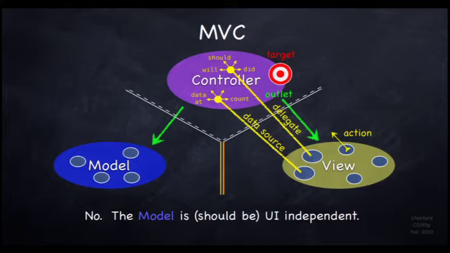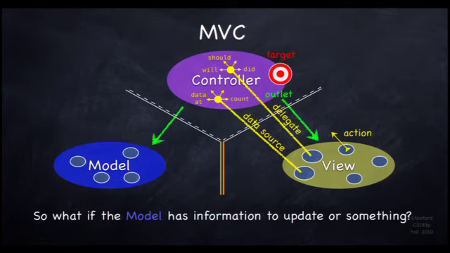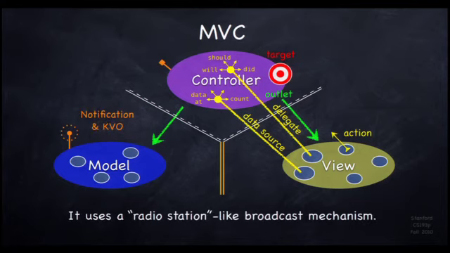However, sometimes things change in the model. Okay, a spaceship moves, or it gets blown up, or something else changes. A new player joins the game. So what happens? How do we let the controller know, or let the UI of the model know that things have changed? Well, the SDK provides a mechanism which I describe as kind of like a radio station. Okay, it's called notification, and there's another mechanism called KVO, key value observing.